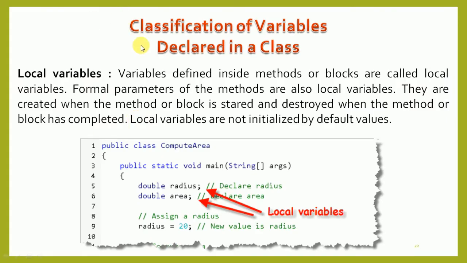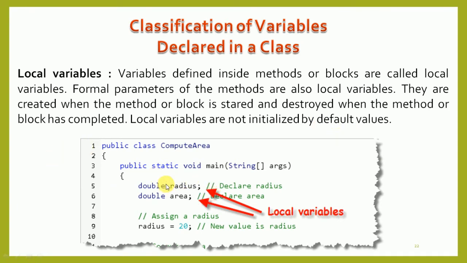After that, the classification of variables declared in a class. Local variables: the variables defined inside methods or blocks are called local variables. Formal parameters of methods are also called local variables. They are created when the method or the block is started and destroyed when the method or the block has completed. Local variables are not initialized to a default value.